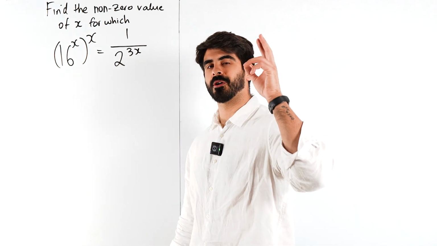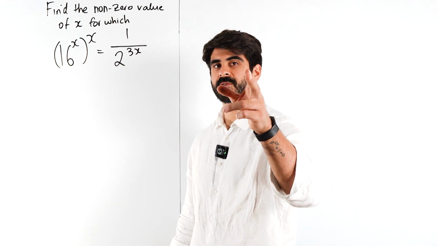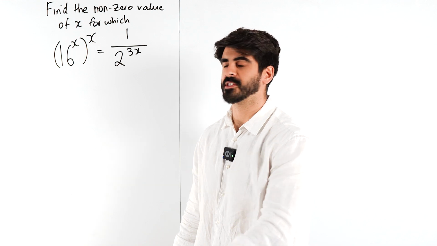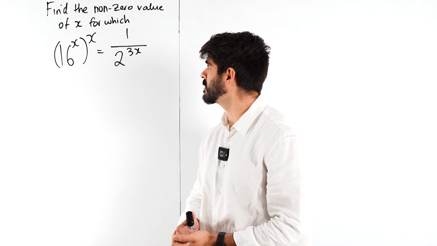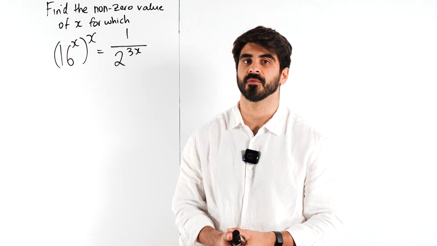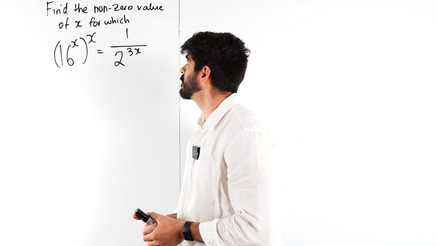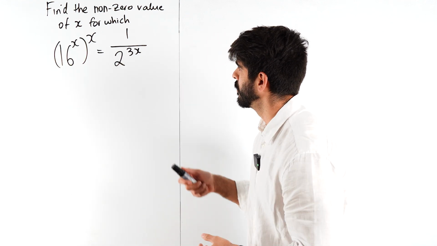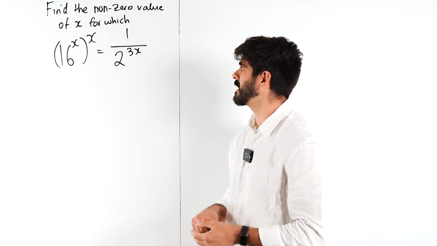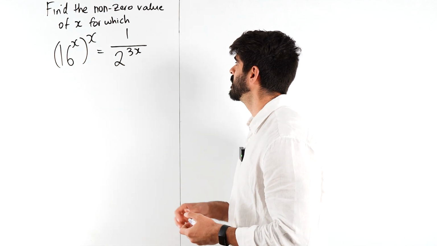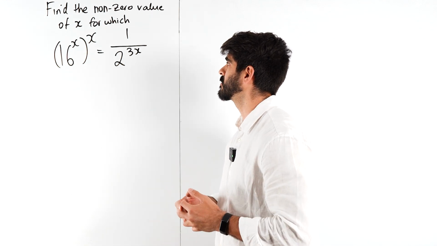Do you know your index laws? Well, let's address this question. It's a very interesting one. Would you know how to solve it? It says, find the non-zero value of x, for which 16 to the power of x, raised to the power of x, is 1 over 2 to the power of 3x.